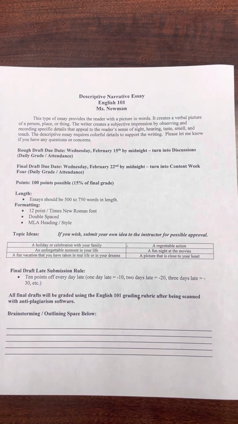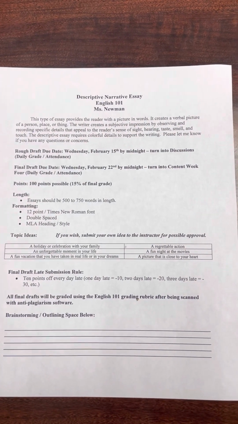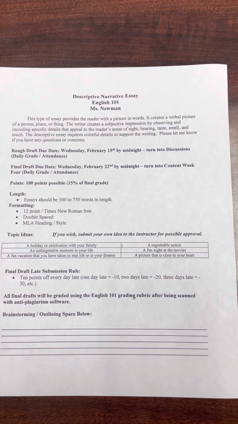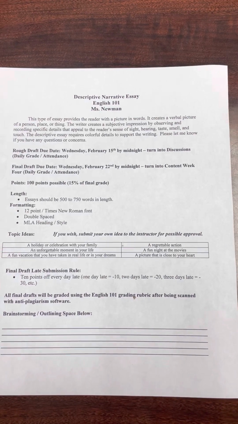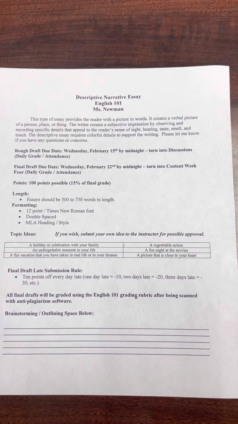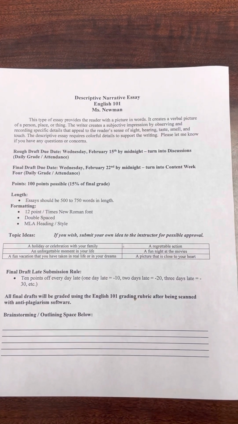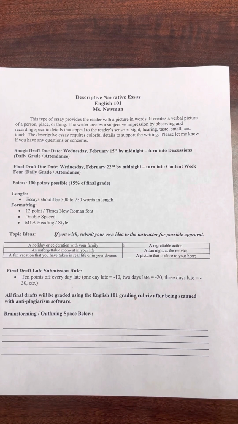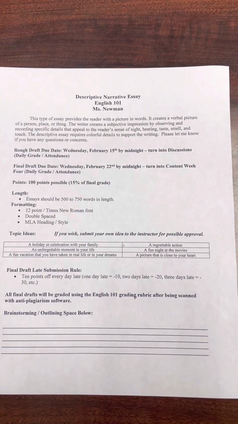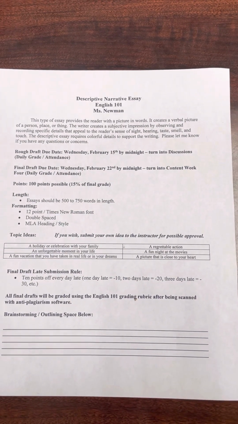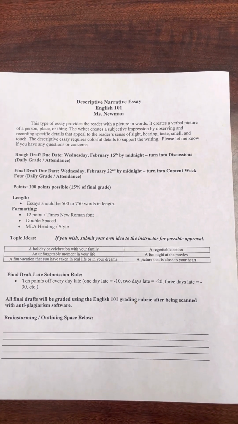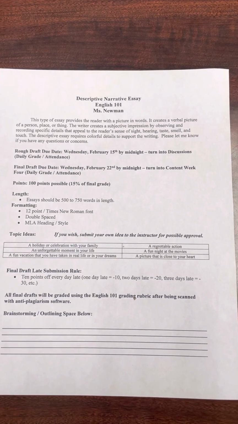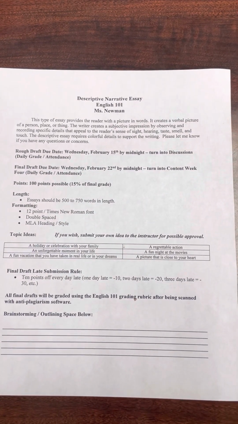The writer creates a subjective impression by observing and recording specific details that appeal to the reader's sense of sight, hearing, taste, smell, and touch. You're trying to help the reader imagine what you're describing. So instead of saying the beach is pretty, you can describe the sun glistening on the waves and the sound of the seagulls above you and the sensations of the sand under your feet. The more specific you can be, the easier it's going to be for your reader to follow along and imagine what you experienced in this story or in this essay.